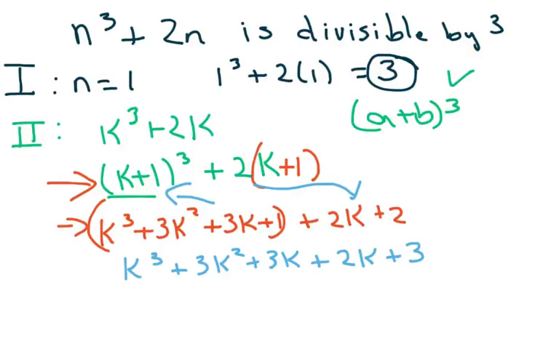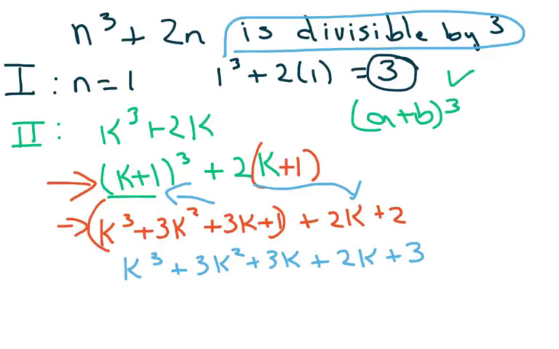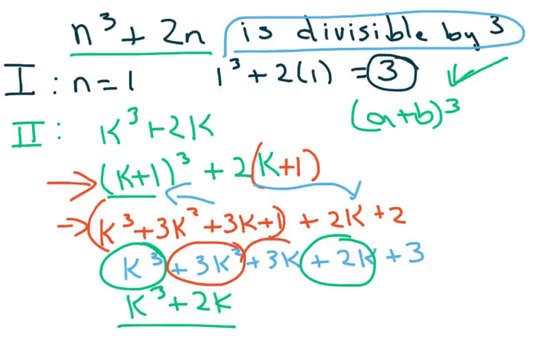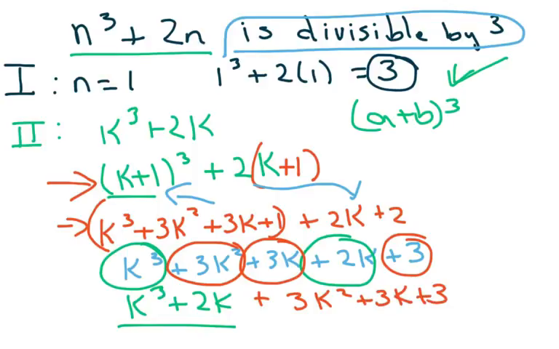Now what I'm going to do, since we're trying to see if it's divisible by 3, I'm going to group everything with the 3 in together. So I'm going to put these two guys together, because we already know it looks like that. So we have k cubed plus 2k. We already know that's divisible by 3, because we already proved it here. Then I'm going to group these together, my 3's, and write plus 3k squared plus 3k plus 3. And when I factor out a 3, I get 3 times k squared plus k plus 1.